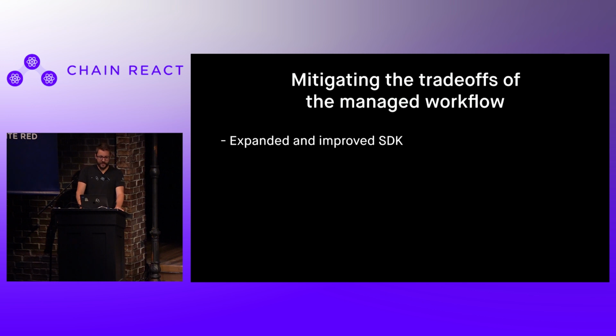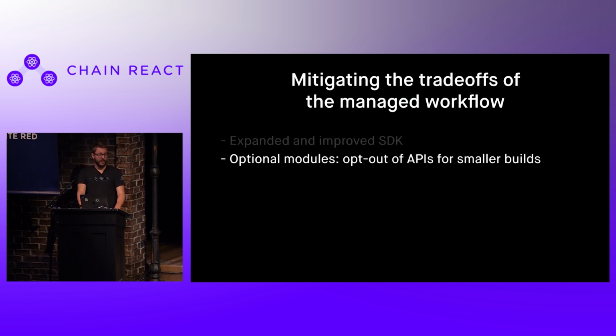So in order to mitigate some of these things, we're of course going to continue expanding and improving on the SDK, so there's less reason that you would need to leave the managed workflow. We actually have this for Android already in testing, and we're working on it soon after that for iOS: the ability to opt out of APIs in the build process. So rather than having a base size of 13 megabytes for an Android app, you could have a base size of 5 or 6 megabytes or something like that, because you only include the APIs that you use. Now, we can talk later about some of the trade-offs that come with that, but it's just worth noting.